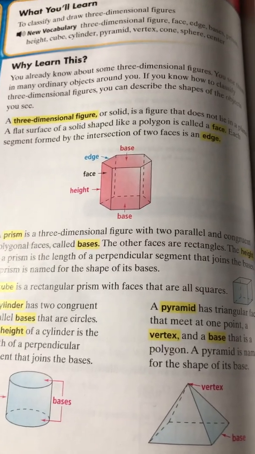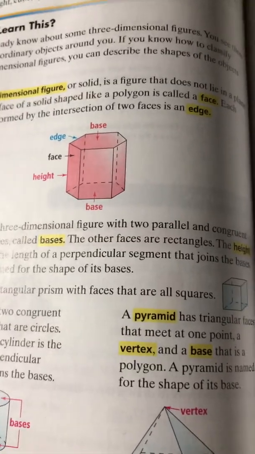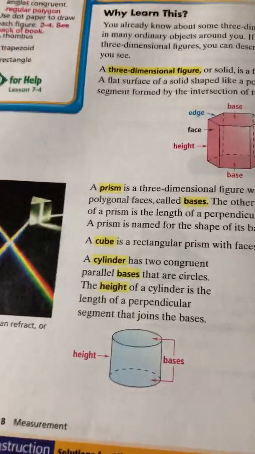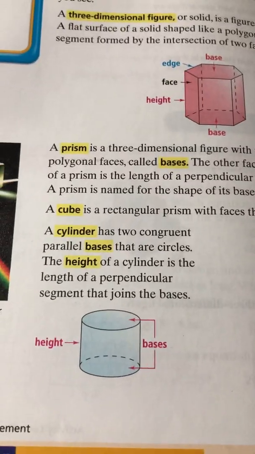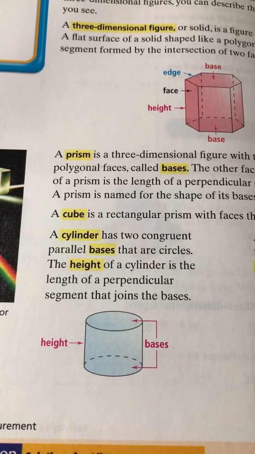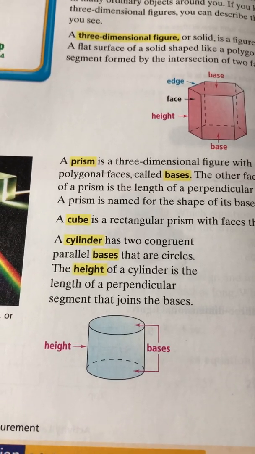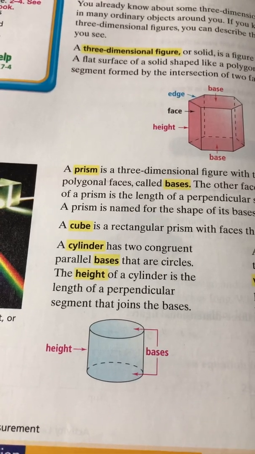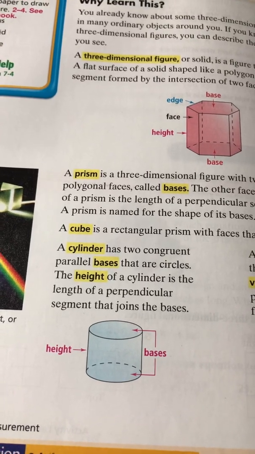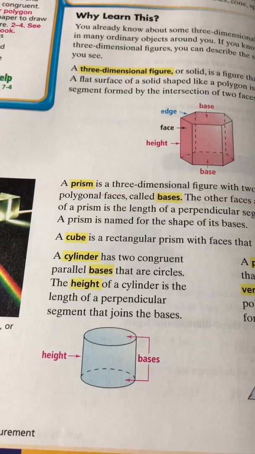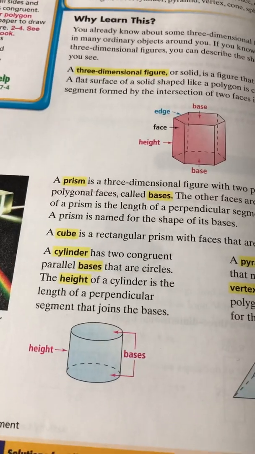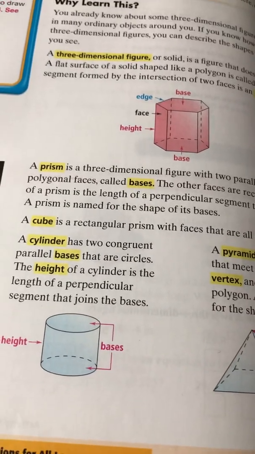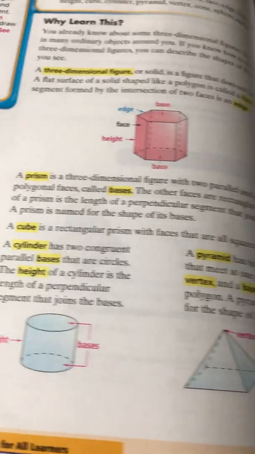And so all of the faces in a cube, mathematically, are squares. Then you have the cylinder. Cylinder, to me, is just like a canned good, a can of soup, can of tuna, that kind of thing. Two congruent bases that are circles. The height is the length of the perpendicular segment that joins the bases. So the line that will touch from base to base.